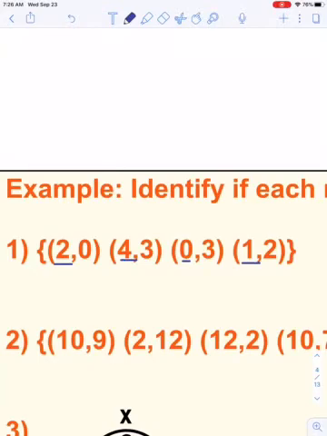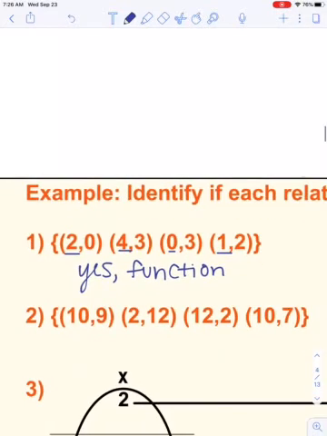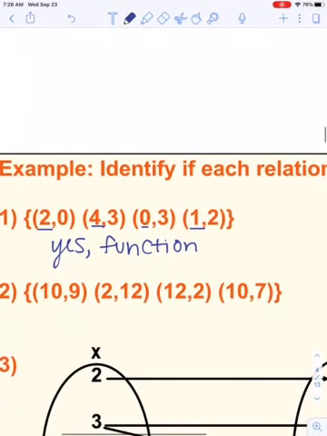So I have 2, 4, 0, and 1. All of those x values are different, so yes, this is a function. Okay, all of the x values are different, so yes, it is a function. I don't care about the y's. It doesn't matter if those can repeat if they want, but not the x's.